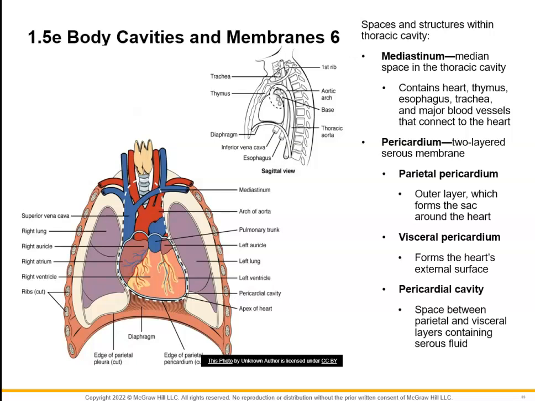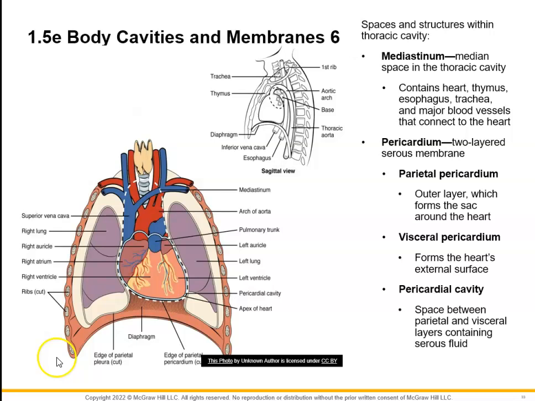Now remember, everything we're talking about here is ventral cavity, which is everything on the front, right? So you've got that subdivided into the thoracic cavity, which you see here in this image. Right there's your diaphragm. And below the diaphragm, we have the abdominopelvic cavity. Okay, so far so good. All right, let's go back up here to this thoracic cavity.